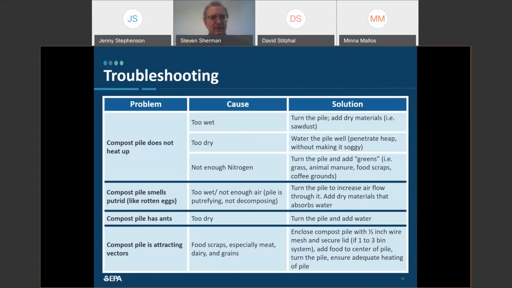So the compost pile doesn't heat up. That's the problem. What's causing it? Well, it could be too wet, too dry, and maybe it doesn't have enough nitrogen. And it may not be big enough either.